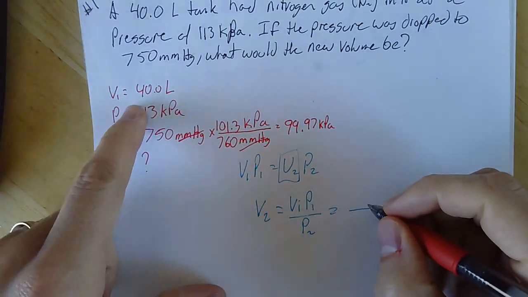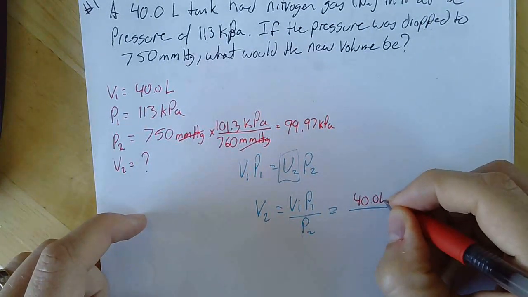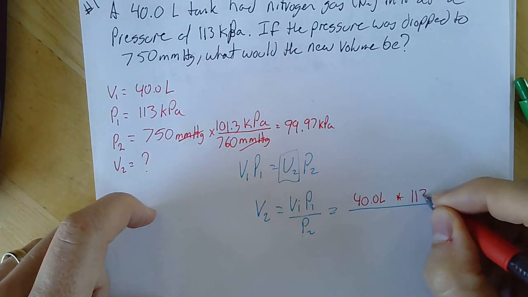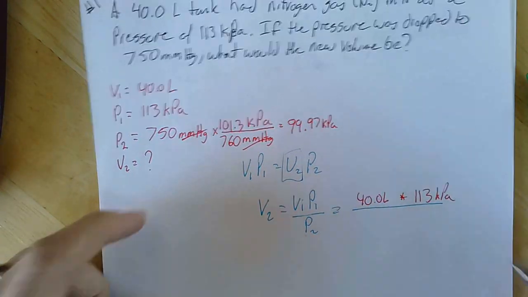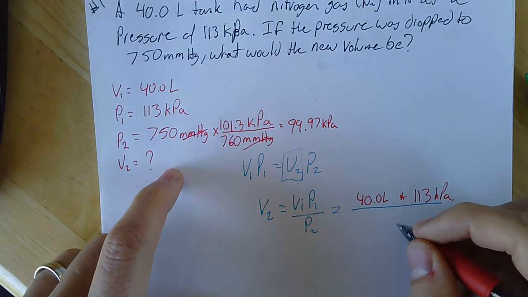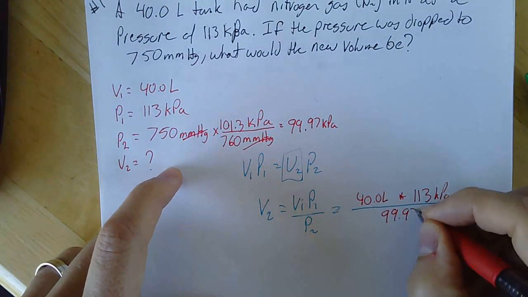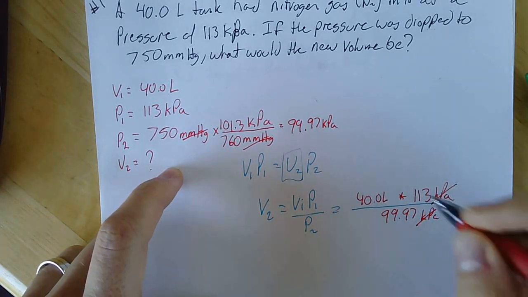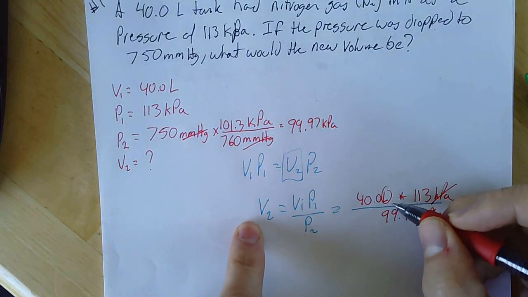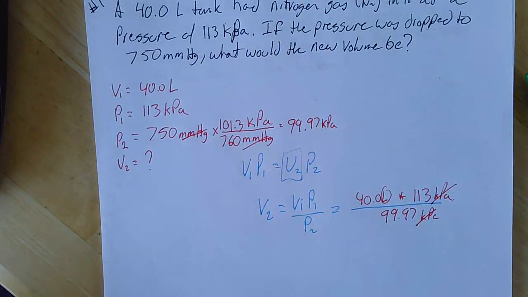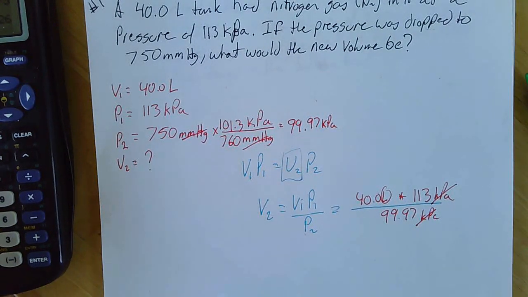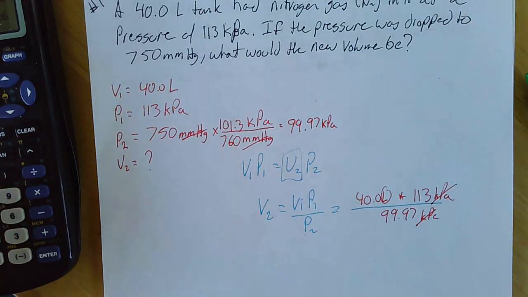So my V1 is, if I have it up there, 40 liters, right? And that's going to be times my P1, which is 113 kilopascals. And then my P2 is 99.97 kilopascals. And if I look at this, kilopascals cancel. I'm left with liters, which is good because that's what my V2 has to be. So putting that into our equation, we end up with 40 times 113 divided by 99.97.